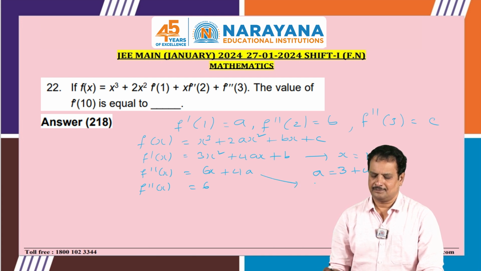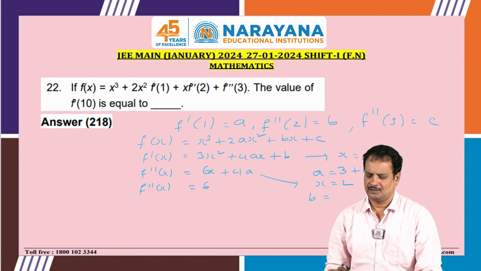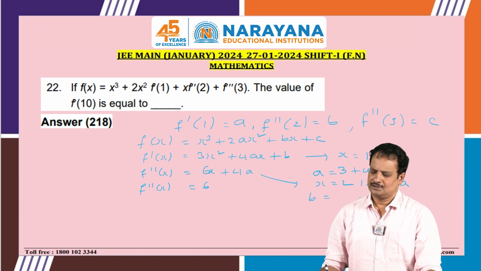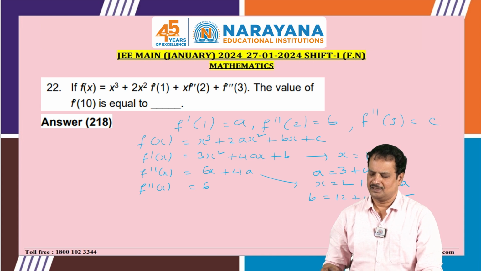Similarly, in this next one, put x equal to 2. But f double dash x is nothing but b only. So b equal to, here you are going to get 6 into 2, so this is 12 plus 4a. That's what you are going to get when you substitute this one. Of course, this value is now nothing but b. So 12 plus 4a. You got one more relation between a and b. That's how we are going to find out two equations.